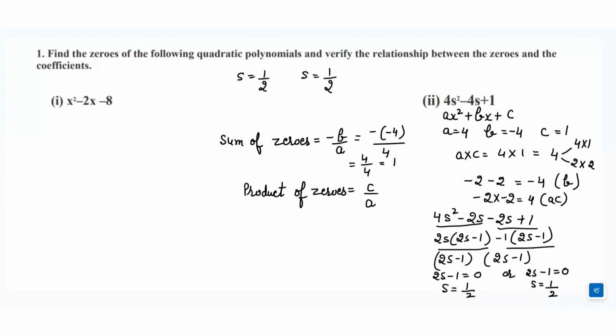Similarly, if I do the sum of zeros, 1 by 2 plus 1 by 2, so if I add two halves, I will get 1 as a whole. So we are getting the same answer. Similarly, the product of zeros is c over a. What is the value of c? C is 1. What is the value of a? A is 4. And when I multiply the two zeros, I am getting the same answer, which is 1 by 4. So this is how you can verify the relationship between the zeros and the coefficients, where we are using a, b, and c.